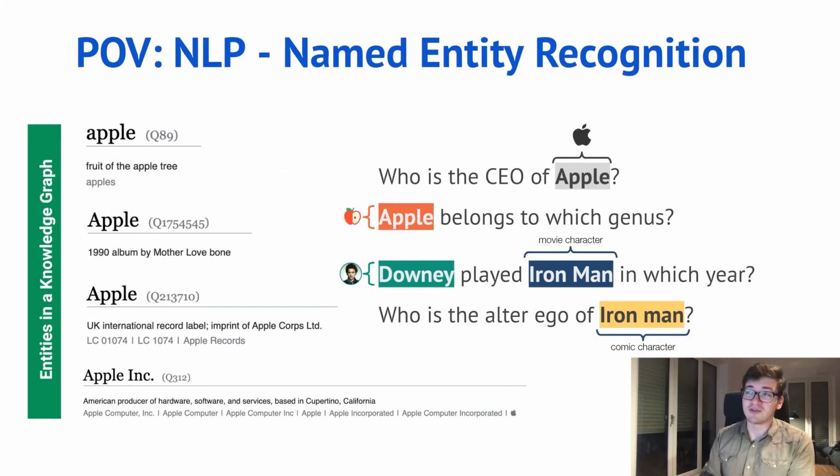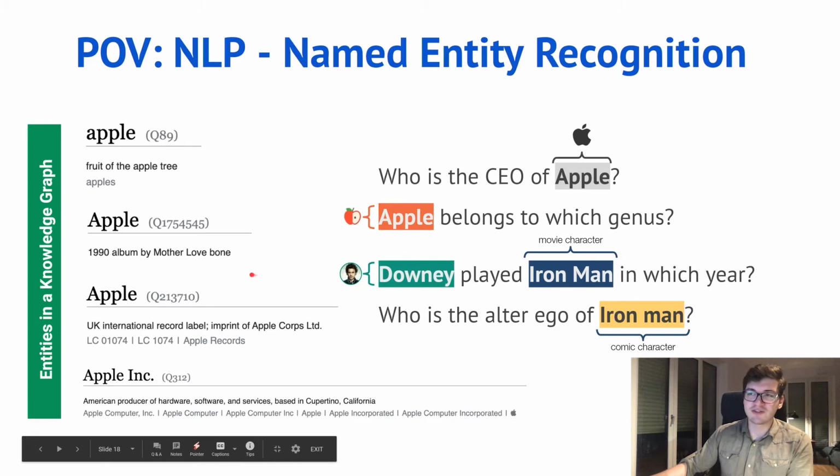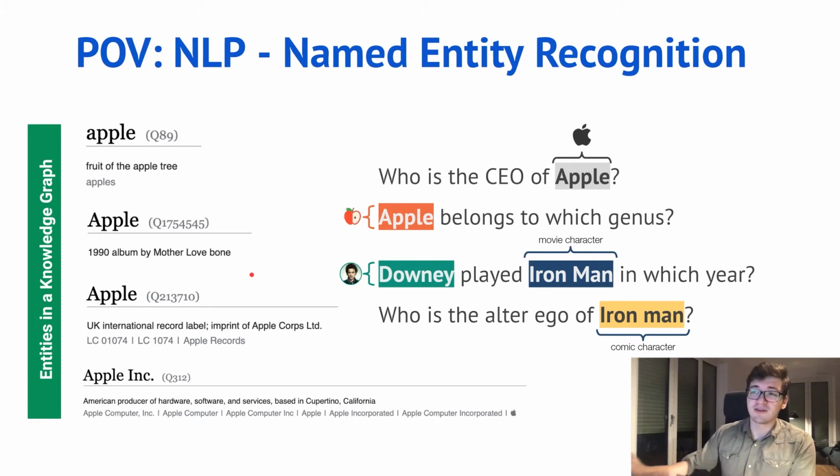That's actually what you will do when performing those basic NLP tasks like named entity recognition. So for instance, you will need to disambiguate that in this sentence, Apple, who is the CEO of Apple, actually stands for the corporation, the company, but here Apple belongs to which genus? Here Apple is a fruit. And the KG will provide you with a list of known entities and their descriptions and so forth, and from the context and from the graph nature, it's very easy to map those words to a particular entity. So this Apple to a company, this Apple to a fruit, and similarly in the example here, this Iron Man to a movie character, and this Iron Man to a comic character.